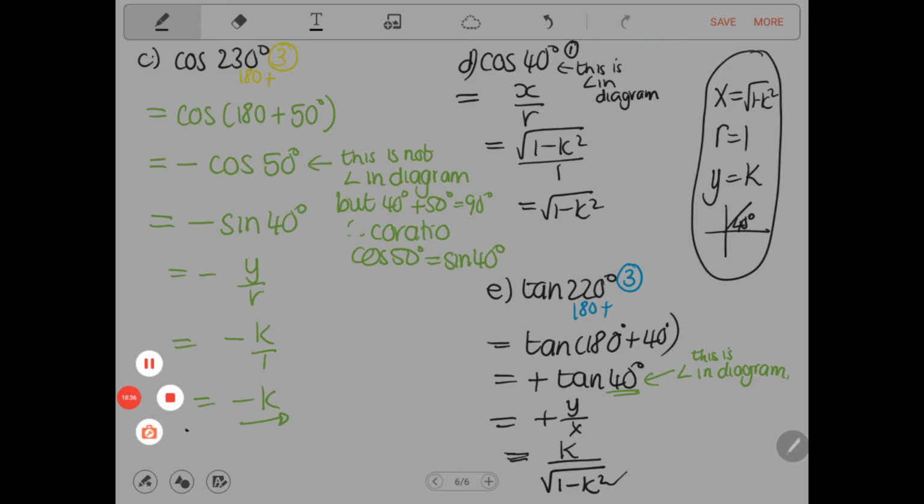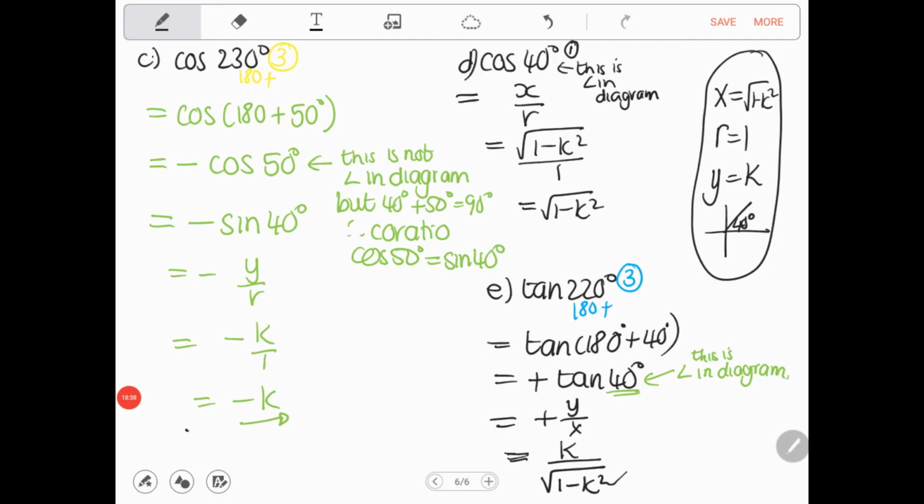Okay, so each one works exactly the same. We need to start by drawing our diagram, finding our x, y, and r, and making sure that you reduce, and that when you reduce, you're looking at an angle that's in your diagram before you start replacing.